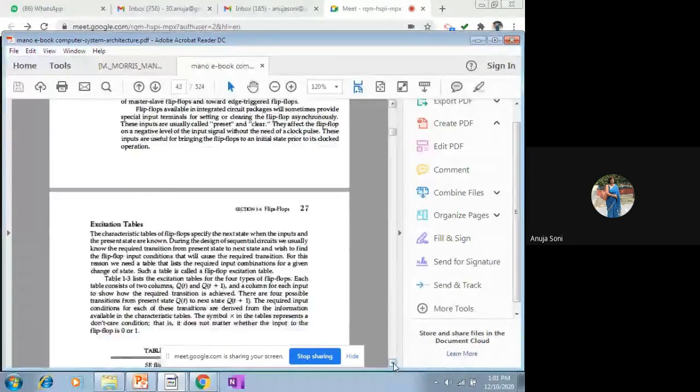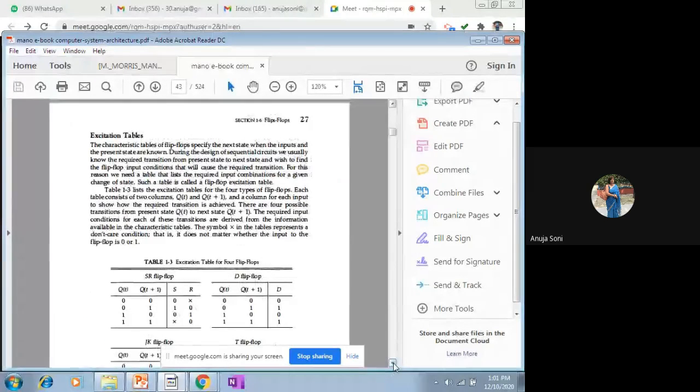Now we come to the excitation table. Excitation table, again I told you, is the reversal of your characteristic table. It may be obtained with the help of the characteristic table. I explained the concept of excitation table in the previous lecture. You refer to the previous lecture in order to obtain or understand the concept of excitation table.